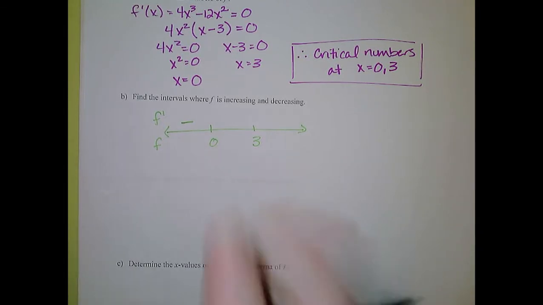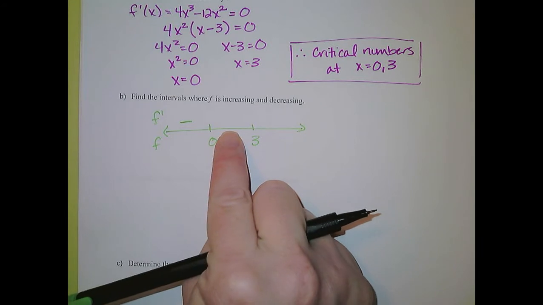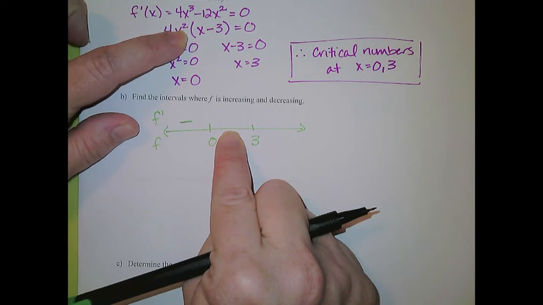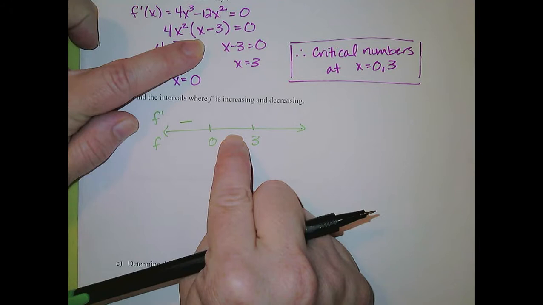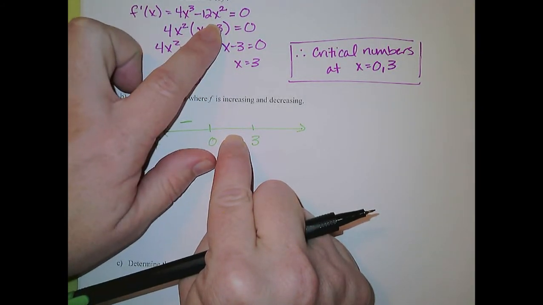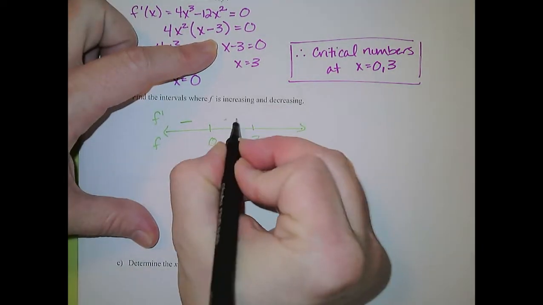If I plug in a value between 0 and 3, again, my first factor of the derivative, 4x squared, will be positive because of the x squared. That would take care of any negatives. If I plug in a value that's less than 3, say like 2, then this factor is going to give me a negative value. So again, I'll have a positive factor times a negative factor is going to give me a negative product.